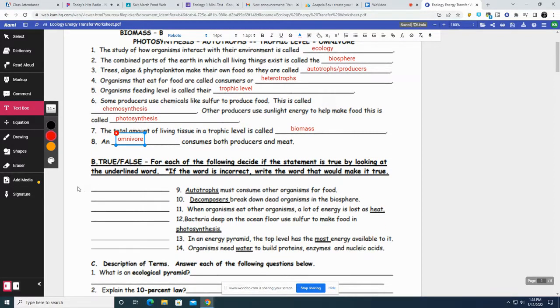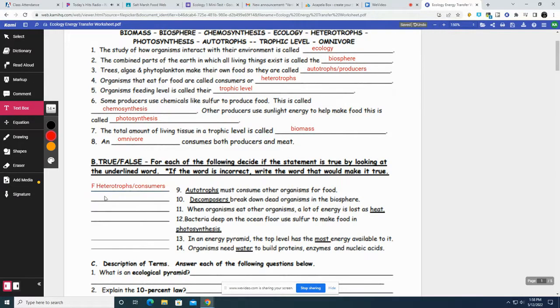All right, say if it's true or false, and if it's false, make it true by changing the underlined word. So the first statement is, autotrophs must consume other organisms for food. That's false. I'll put an F. To make it true, that would be heterotrophs, or consumers. Now that sentence would be true. Heterotrophs must consume other organisms for food. That's true. But autotrophs, that's false.